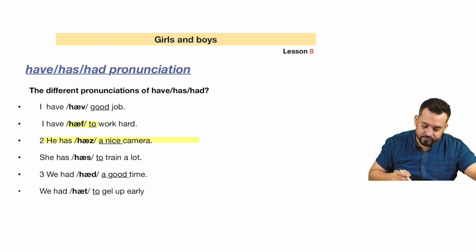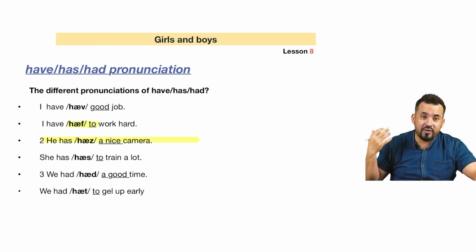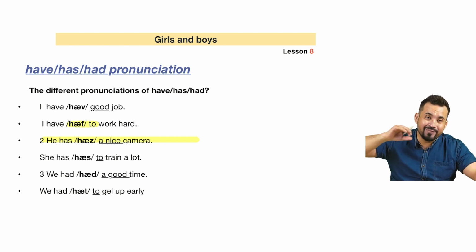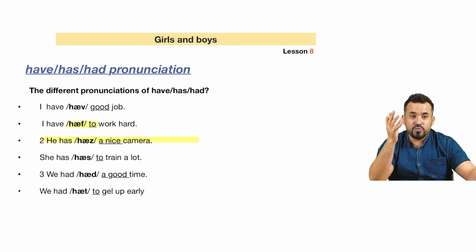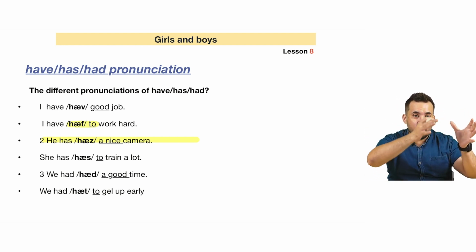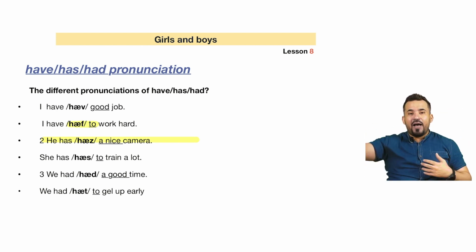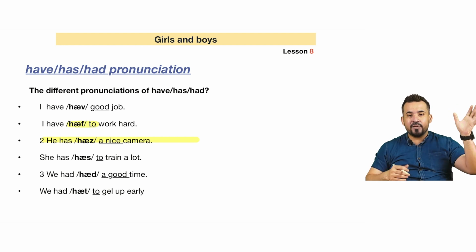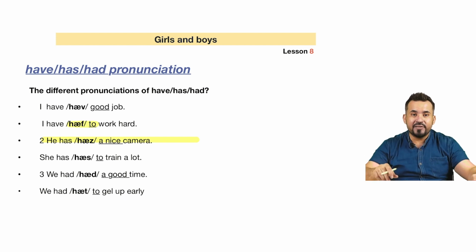For had, if it's on its own, it will be pronounced with a d. I had a good time. But if it's followed by to, it will be pronounced more like t. I had to go. So it's like we merge the D with the T and it becomes a T sound. So I had to go, I had to leave, I had to write it. It will have a T sound. But if it comes on its own, then we will have a D sound.